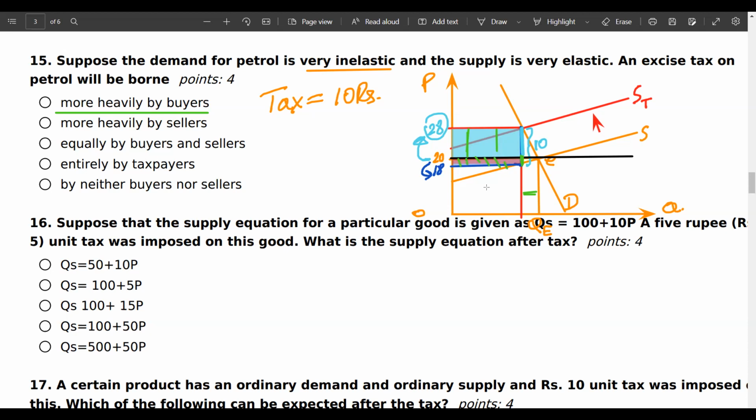Here you can see for consumers, the increase in price is equal to 80% of the tax amount, and the decrease in producer's price is just 2 rupees. That is like 20% of the tax amount. So consumers bear most of the tax. And with that question, I'm going to end this video.